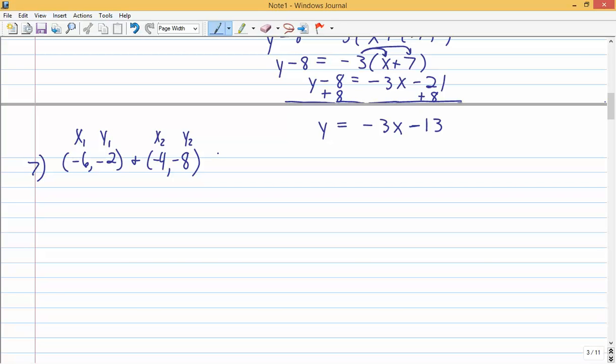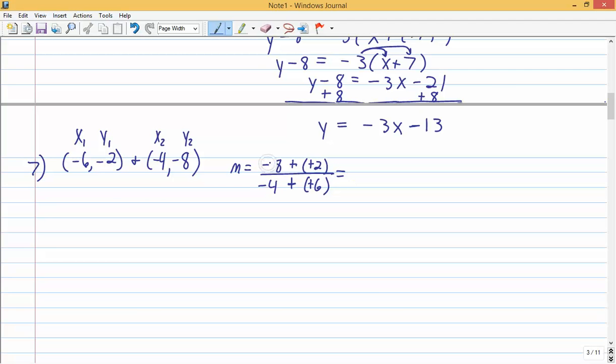Now we're going to follow the slope formula. So m equals y sub 2 minus y sub 1 over x sub 2 minus x sub 1. We have a lot of negative signs here, so be careful. Anywhere I have minus a negative, I'll put plus a positive.